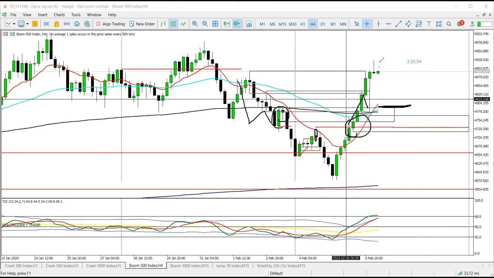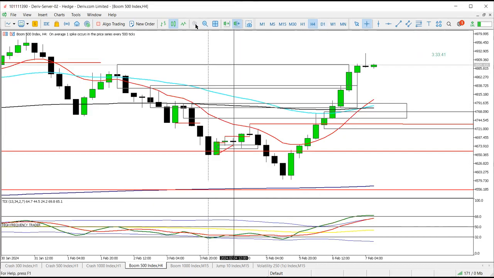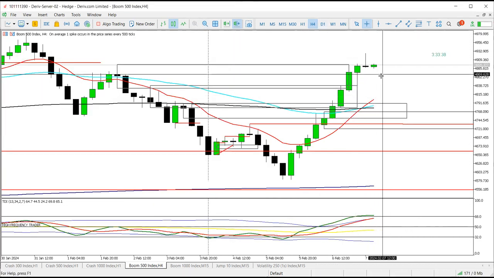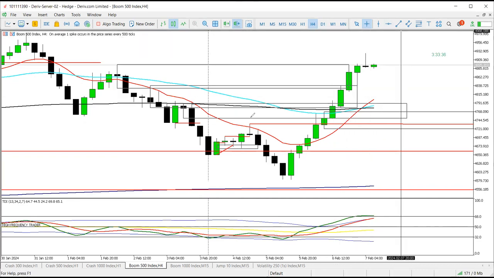A continuation here is possible, but I would love to get a retracement. So I'll only buy if I get an interaction with the 13 EMA on the 4-hour. So I'll leave this one on the 4-hour, zoom in on the candles, then I'll wait for a retracement. Also, if you notice, we had a huge push up, which just broke this zone here. We still need a retracement for us to actually continue pushing up. So that's what I'm going to wait for on B500.